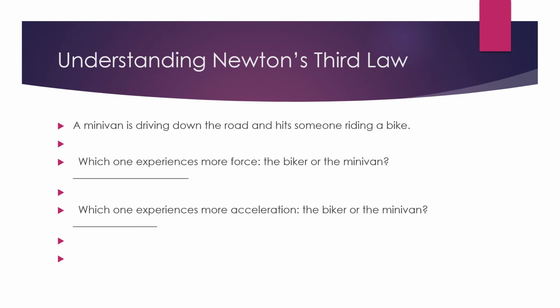However, what's different is the consequence of those forces. That force doesn't do too much to the minivan, but that same force could really injure a biker. So they experience the same force, but the injury comes in terms of the acceleration. Who is going to accelerate more? The person with less mass. So who has more acceleration? The biker. And that's why the biker will get thrown around, because they have more acceleration.